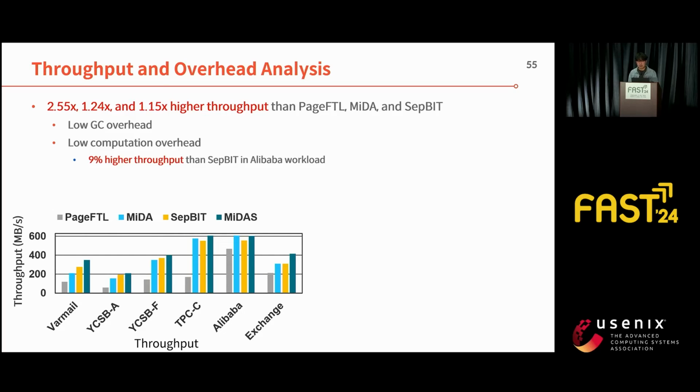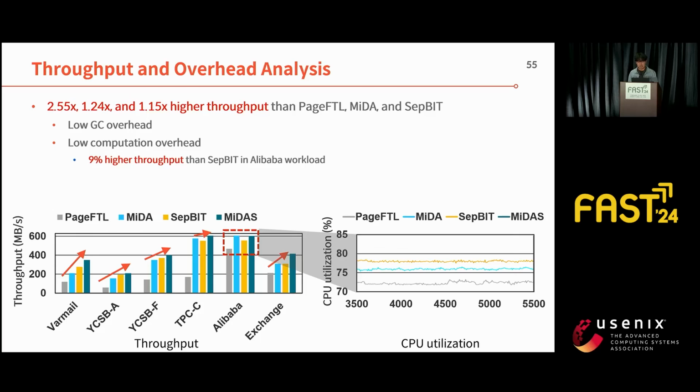Finally, we analyze the throughput and CPU overhead. MiDAS shows higher throughput compared to SOTA techniques. It is because MiDAS not only reduces GC overhead, but also requires low computation to run. As mentioned earlier, MiDAS and SepBIT exhibit similar WAF in the Alibaba workload. However, MiDAS achieves a higher throughput compared to SepBIT. To understand this reason, we analyze the CPU utilization for each technique. The CPU utilization graph indicates that SepBIT requires high CPU usage to run its algorithm. Meanwhile, MiDAS maintains a CPU utilization level comparable to MIDA and shows lower utilization than SepBIT.